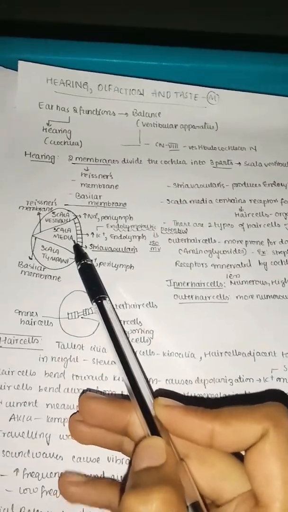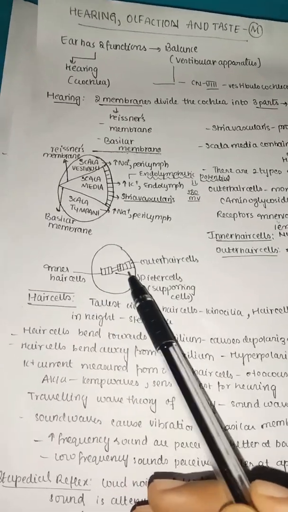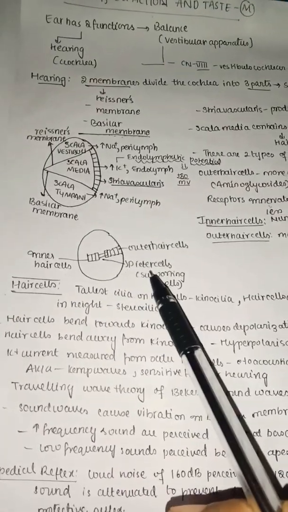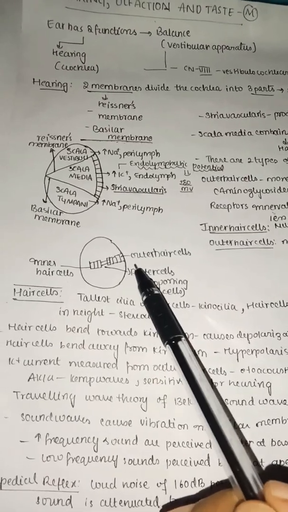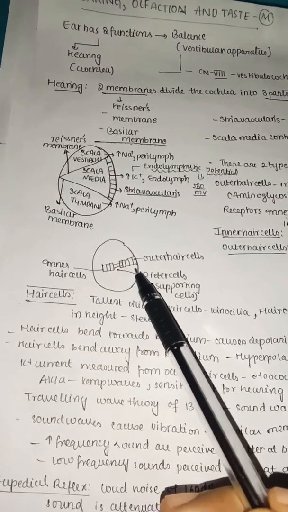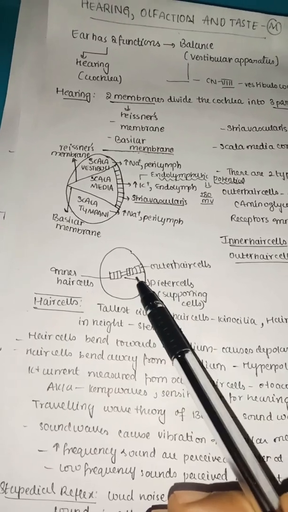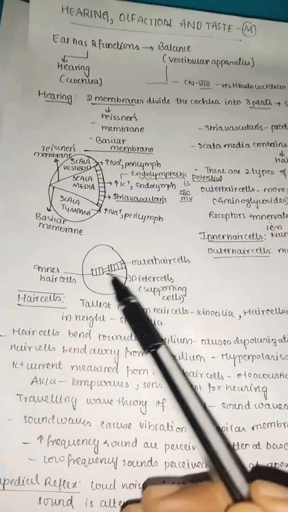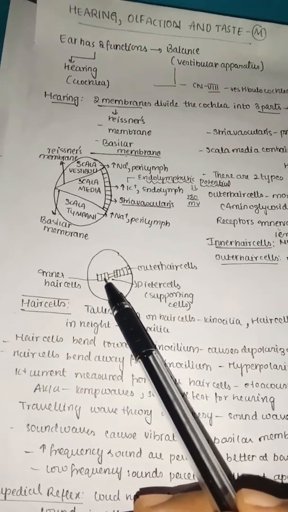The receptor for hearing is present in the scala media of our cochlea, where there are outer hair cells and inner hair cells. These two cell types are connected to each other by means of Deiters cells, which are supporting cells connecting both the outer hair cells and inner hair cells. The outer hair cells are more in number, but they are innervated less. But inner hair cells are less in number, but highly innervated.